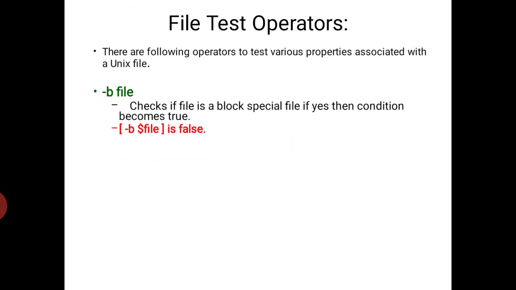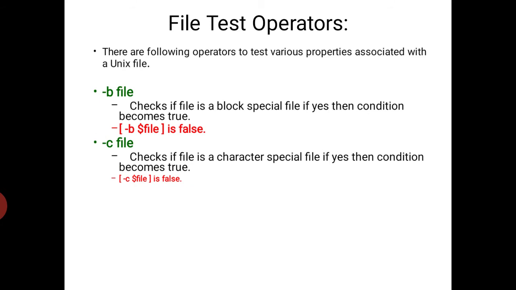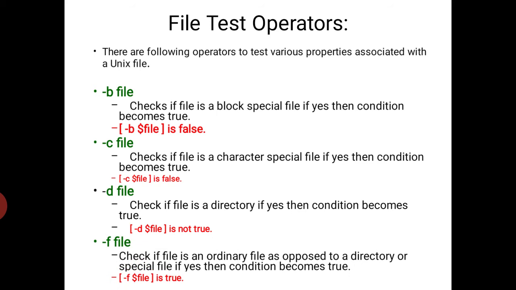Next is file test operators in the if statement. Minus b is block oriented file. Minus c is character oriented file. Minus d is directory file, and minus f is ordinary file. So this type of program we also did in the class. This is simply a revision for the if statement.